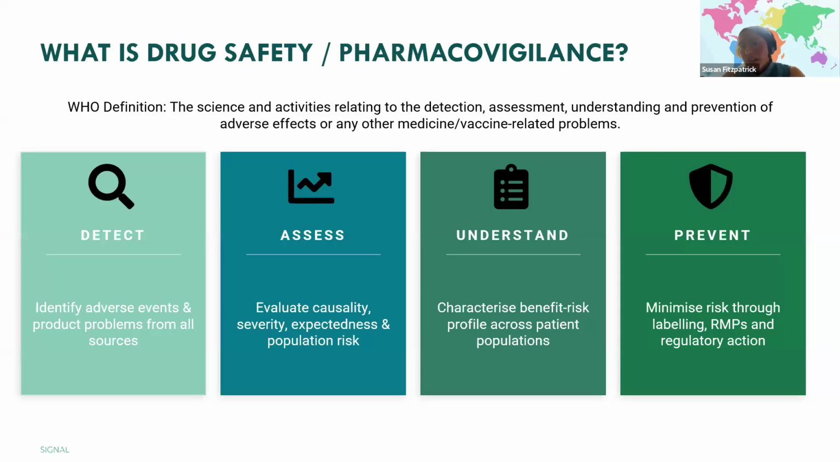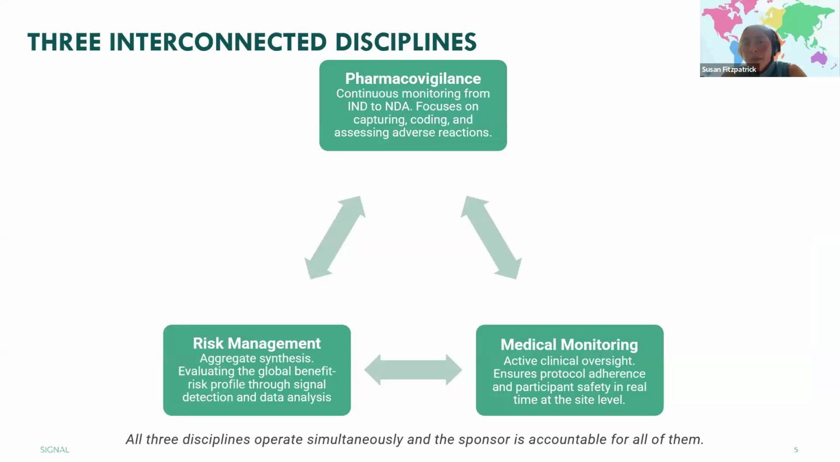So, if the WHO definition tells us what drug safety aims to achieve, the next question is who actually does it? And I think this is where things can become more complex because drug safety isn't one function, it's made up of three distinct functions. Next slide, please. People often use the terms medical monitor, pharmacovigilance, and risk management interchangeably. They aren't the same things. They are three distinct disciplines that have to run simultaneously.